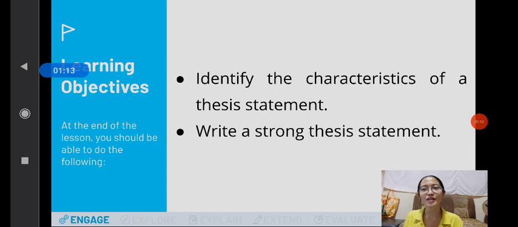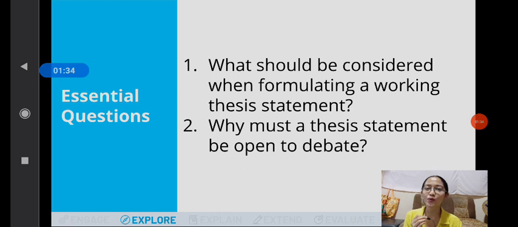Okay, so for our lesson, we have our learning objectives. At the end of the lesson, you students should be able to do the following. First, identify the characteristics of a thesis statement. Next, you will be able to practice writing a strong thesis statement. Okay, for the essential questions that should be answered at the end of our lesson: what should be considered when formulating a working thesis statement, and why must a thesis statement be open to debate? Okay, so let's move on.